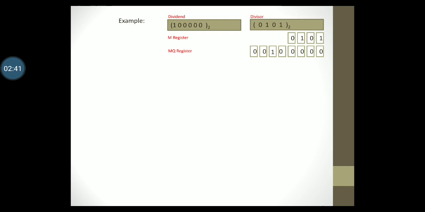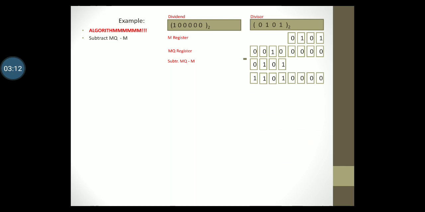Now, whenever a computer is supposed to execute something, we have to give it an algorithm or a procedure to follow. So what we need is an algorithm. The first step is as follows. Subtract MQ minus M. Let's do that. Notice when we are subtracting M, we subtract it from the top 4 bits of the MQ register. The answer that we get is shown. Also, during this subtraction, notice that there is a need for a borrow.